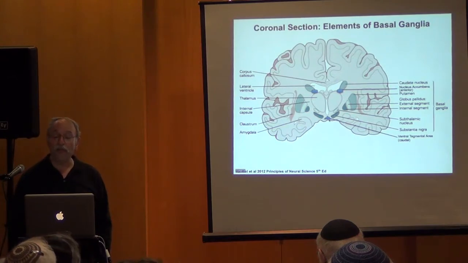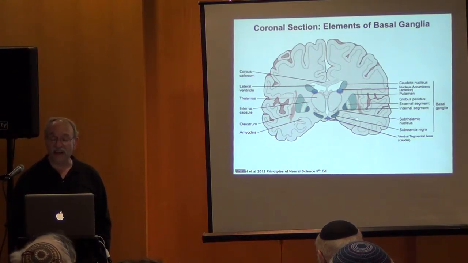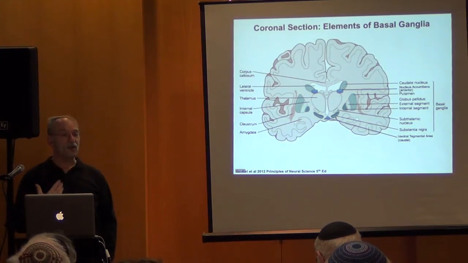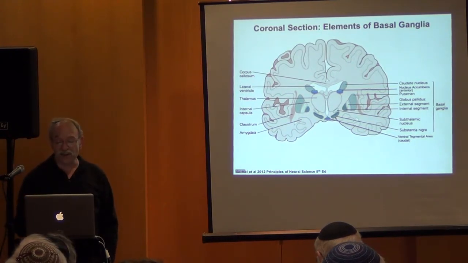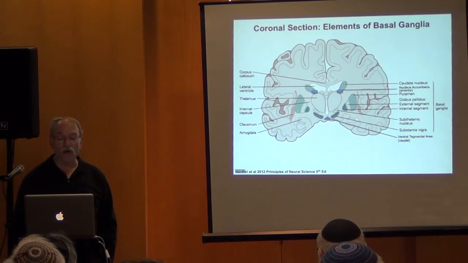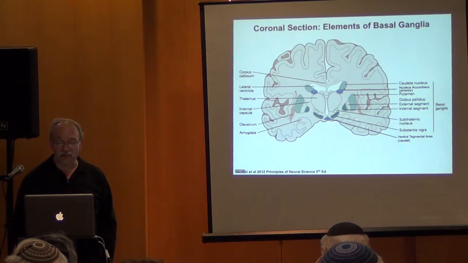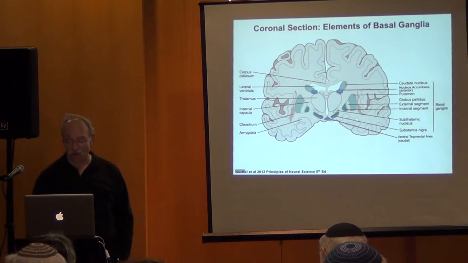And then there are some output areas called the ventral tegmental area and substantia nigra, where these dopamine-containing neurons, those are the ones that are lesioned in Parkinson's, modulate the activity that's ongoing within the basal ganglia. So the three structures to recall in terms of the input ganglia are the caudate nucleus, the putamen, and the nucleus accumbens. Those are just three names that you need to control.